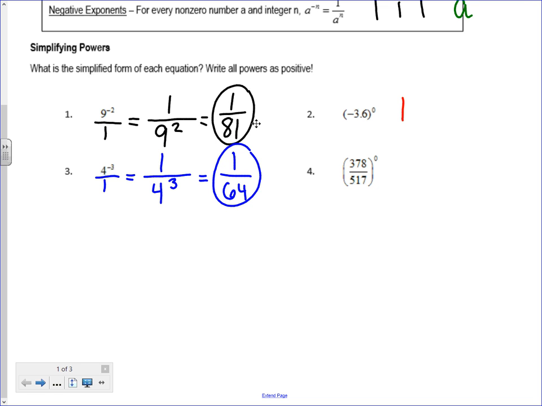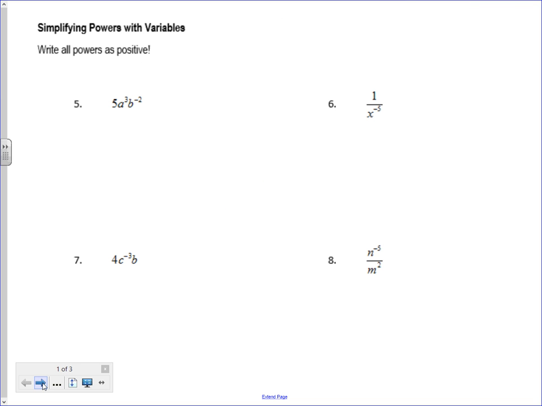Finally, in number 4, I have the whole fraction raised to the 0 power. And again, simply, the answer is 1. All right, now those are basic ones. Let's make them just a little bit more complicated.